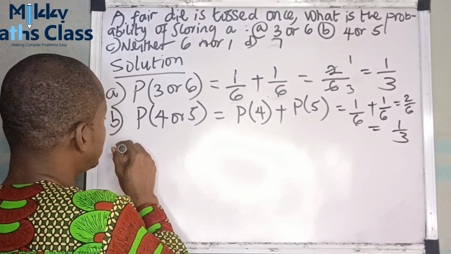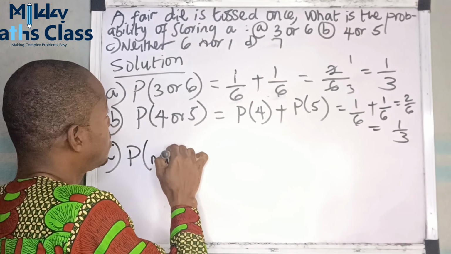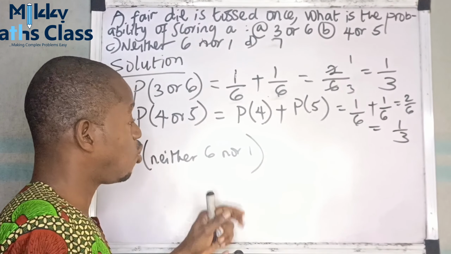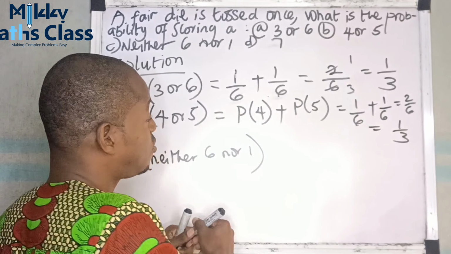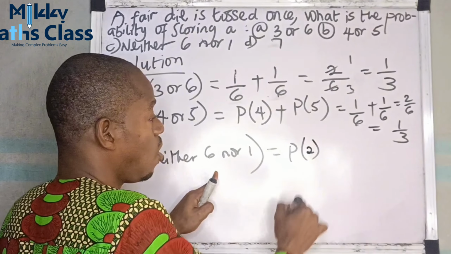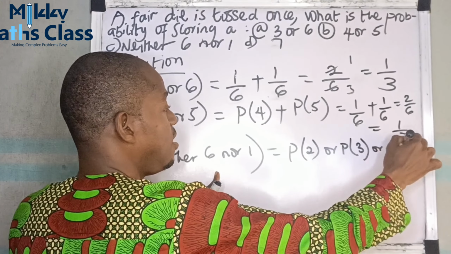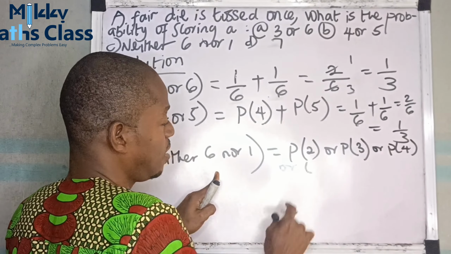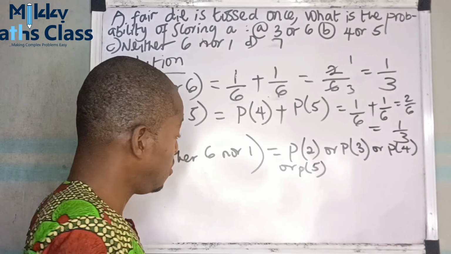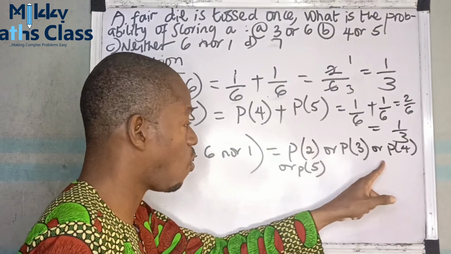The next part says probability of obtaining neither 6 nor 1. That means if I don't obtain a 6 or a 1, I will obtain either a 2, or a 3, or a 4, or a 5. Those are the possible outcomes. If I obtain neither 6 nor 1, that means I will obtain 2, 3, 4, or 5.